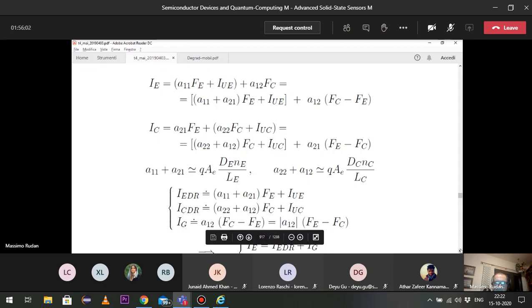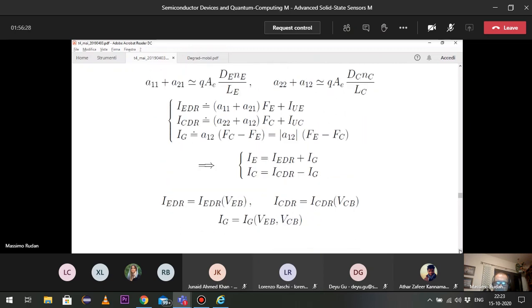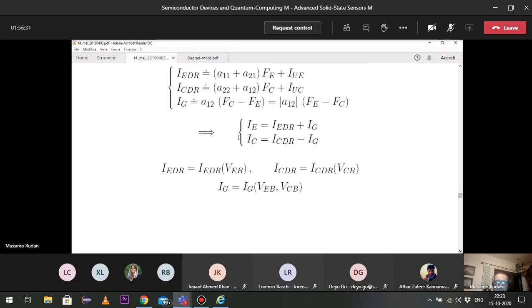And finally, the common expression here, call it IG. G stands for generator, okay? So if you put the equations in compact form, you find that IE is IEDR plus IG. And the second current IC is ICDR minus IG. So now we need to find an equivalent circuit for these two equations, okay?